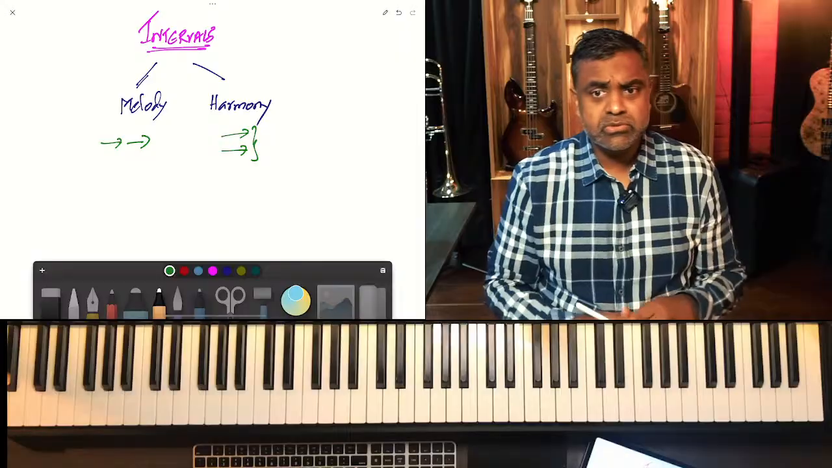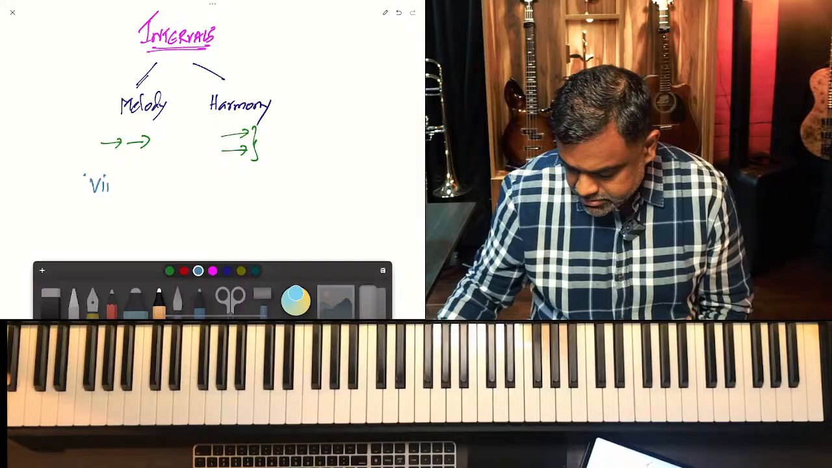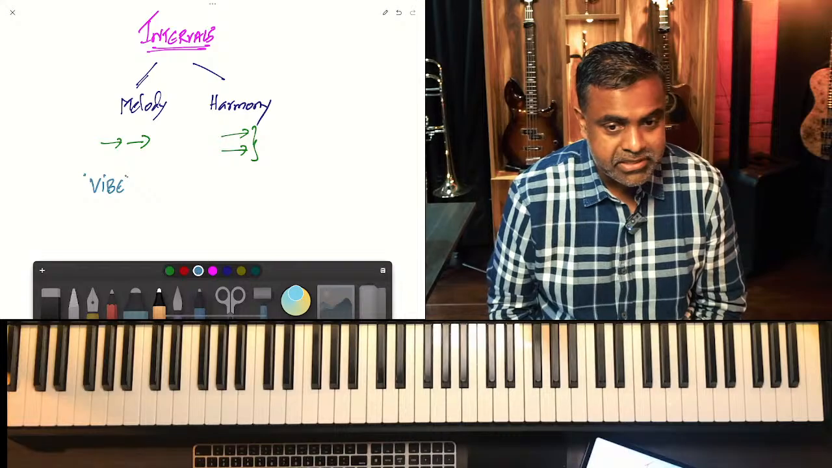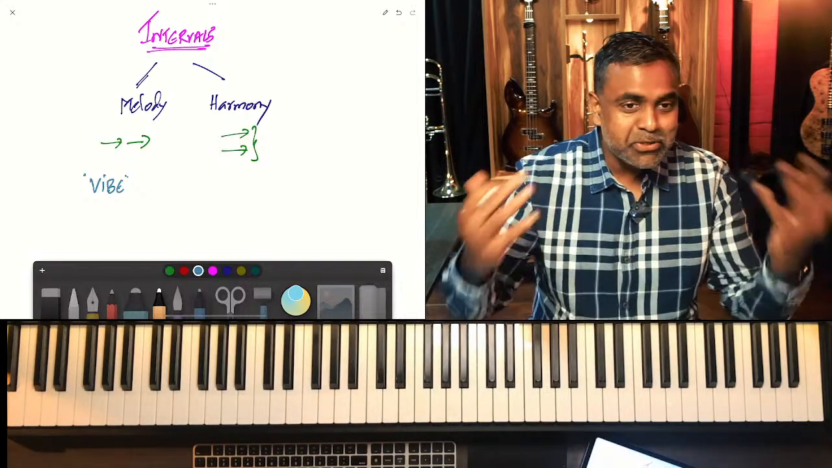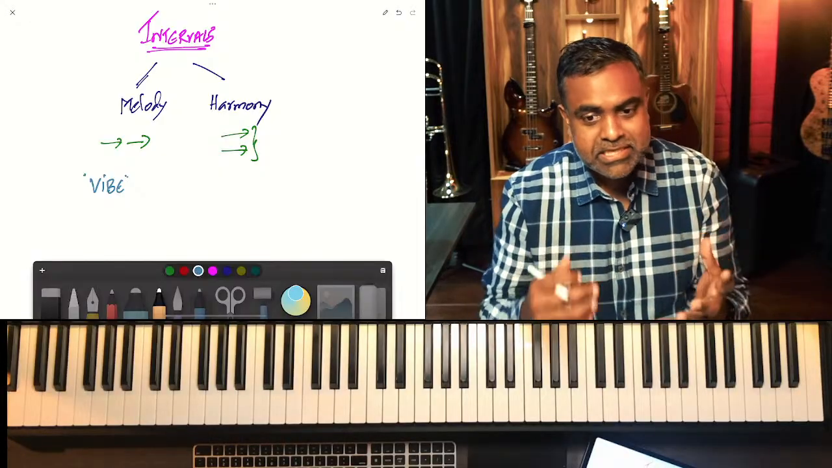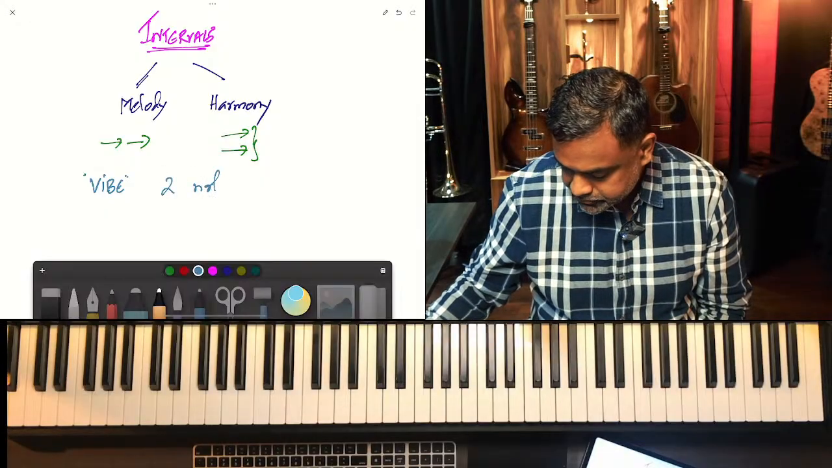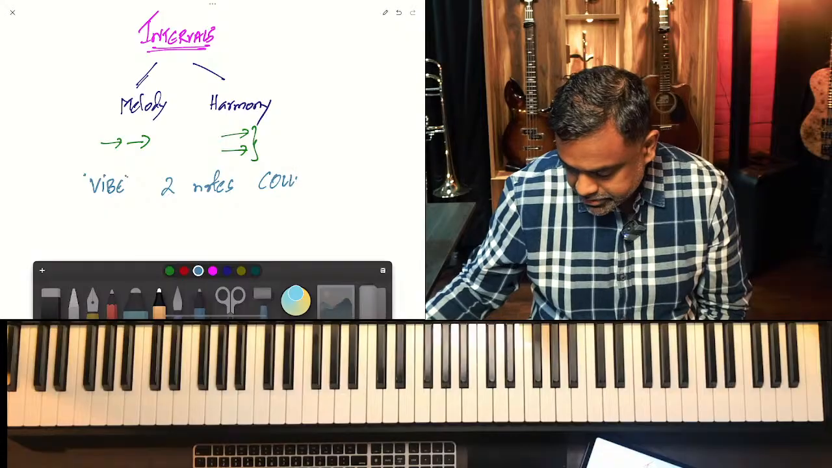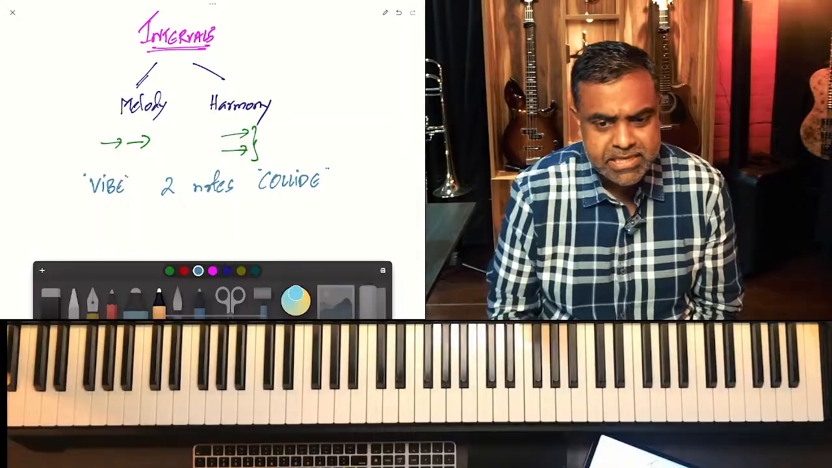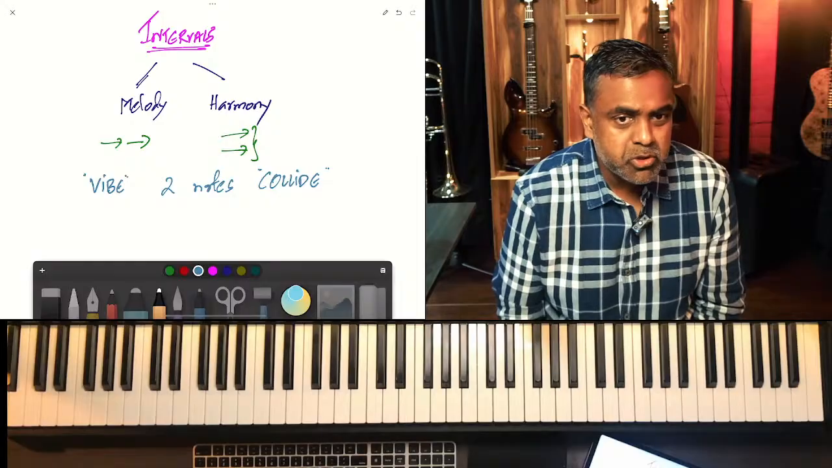So the way I like to define an interval, it's basically the vibe, for want of a better word. It's the vibe or the mood, or whatever fancier word you want to use, that is created, the bond or the gel that is created when two notes collide. It is not really the distance between two notes. I think that's a very simplistic definition, and it's not so inspiring either. So it's the vibe when two notes collide.